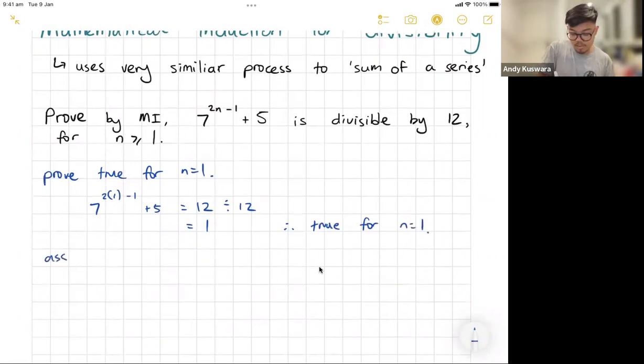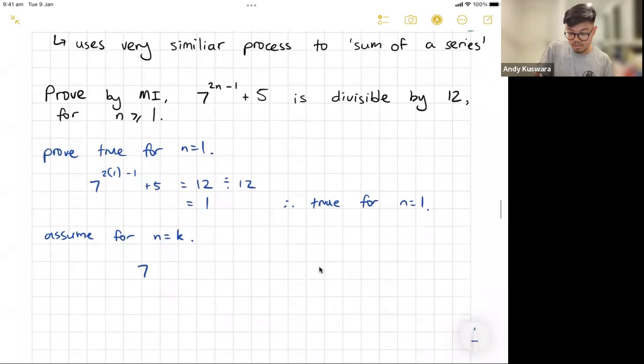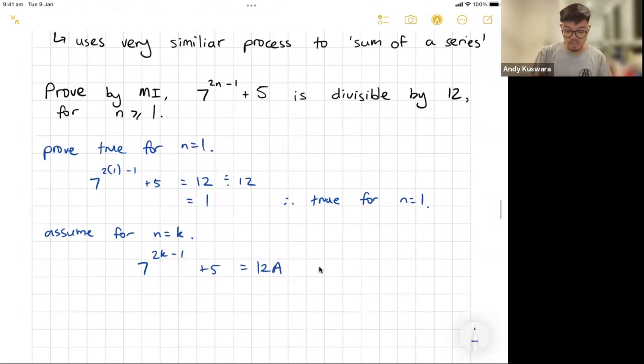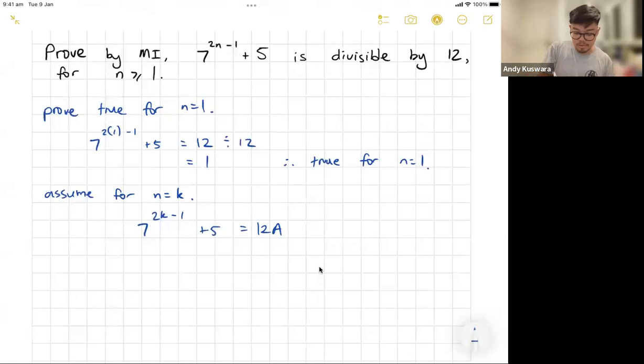Now the second step is the same as before. Assume true for n equals k. We'll write 7 to the 2k minus 1 plus 5 equals 12a. That 12a means that it's divisible by 12. I can take 12 out as a common factor. This is going to be important because we're going to use it very similarly in our part 3, which is to prove for n equals k plus 1.